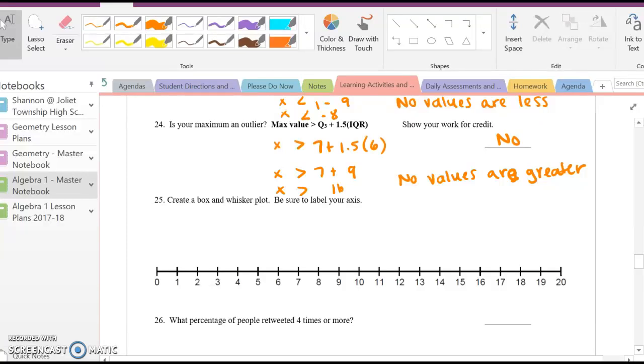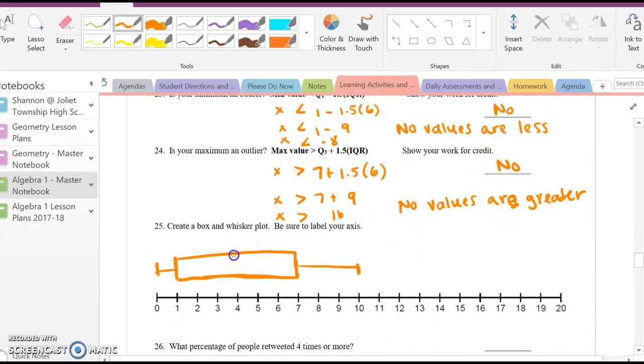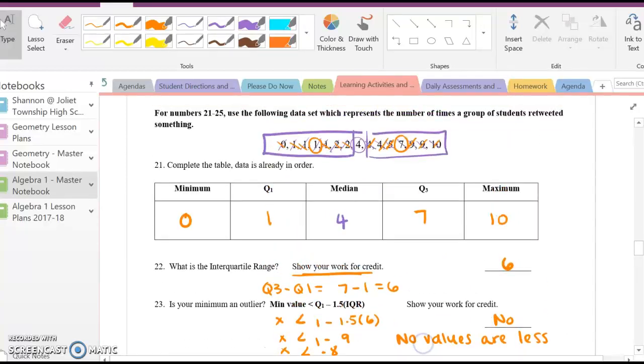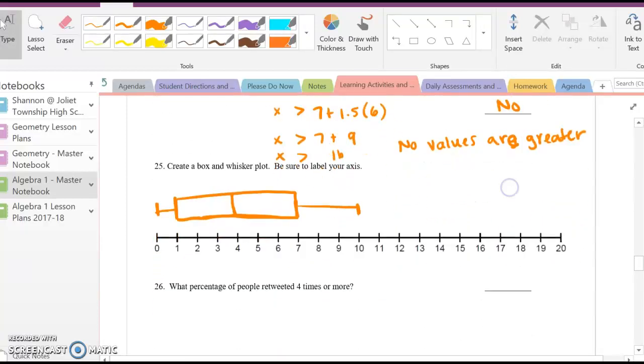Create your box and whisker plot. So we have our minimum at 0 and our maximum at 10. Q1 was 1 and our Q3 was 7. And these values are coming from above. Connect my box, draw my whisker, and then my median was 4. And this represented the group of students retweeted. So this is number of retweets. And then, what percentage of people retweeted 4 times or more.